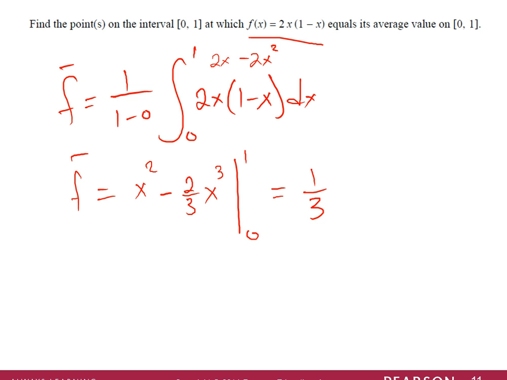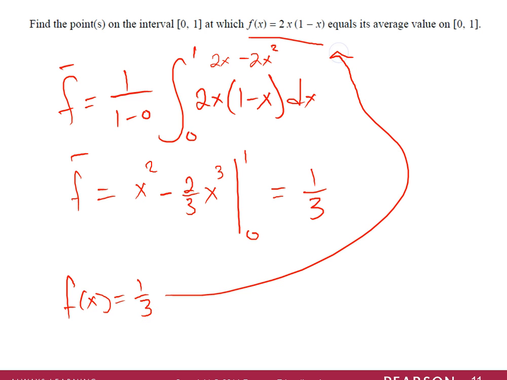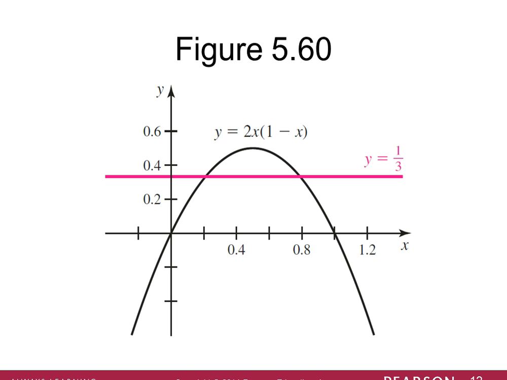So the question is, when is f of x equal to 1/3? We can set this equal to 1/3 and solve, or we can look at it graphically to see that we have 2 points in which this occurs, because we have 2 points where our average value is equal to a value on the curve of the function.